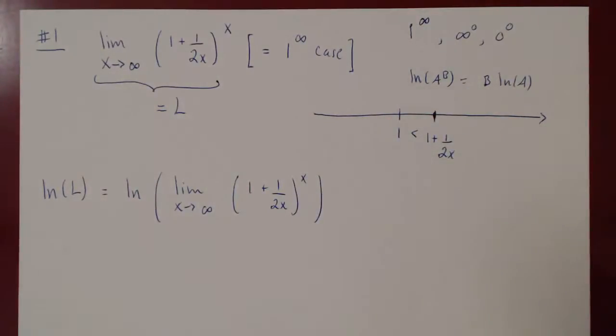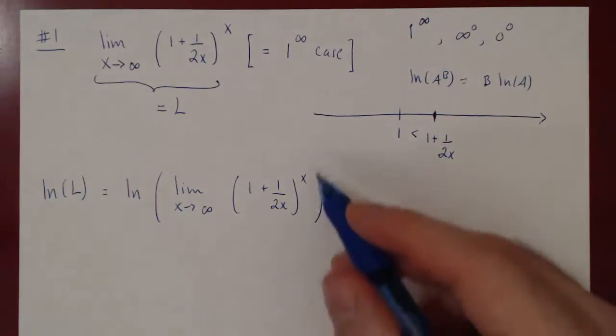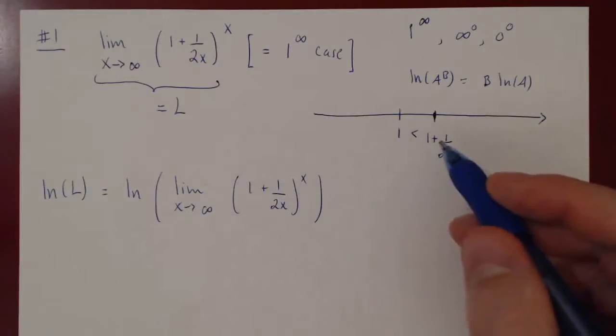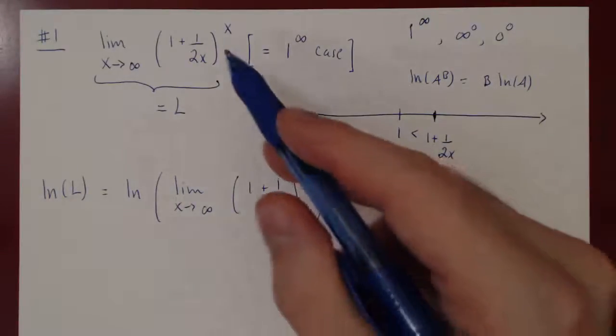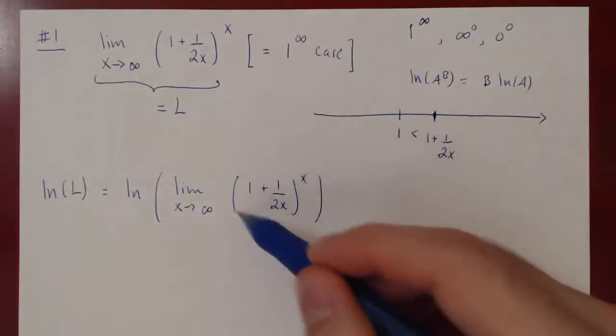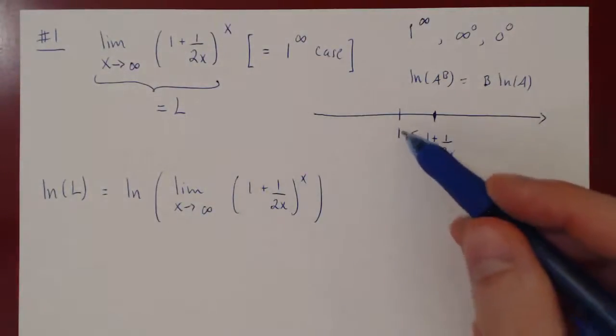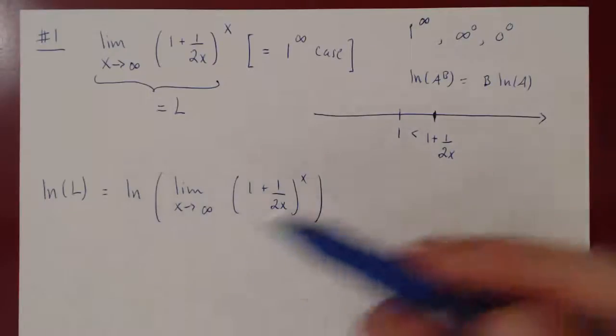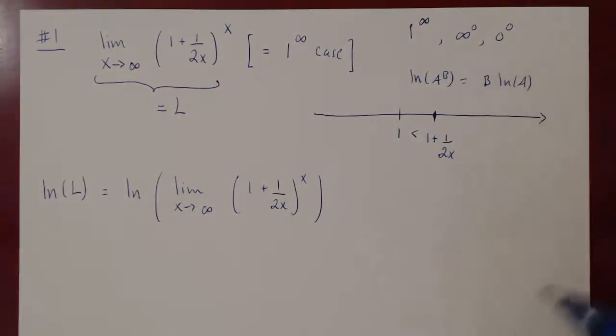The question is now, what can we do with this? Well, this is always strictly bigger than 1, and with the positive power, this will always be bigger than 1. And the ln, if you look back to the graph, is a continuous function for positive values.